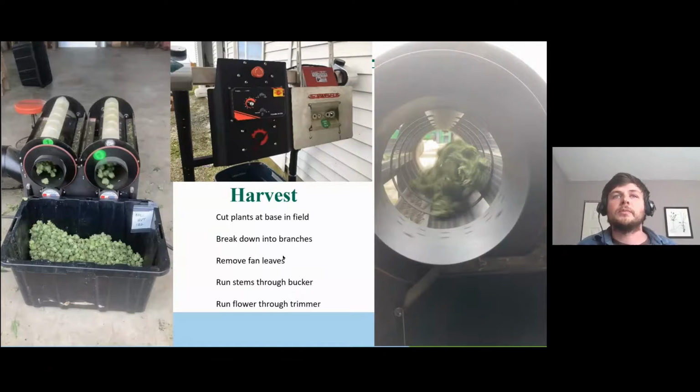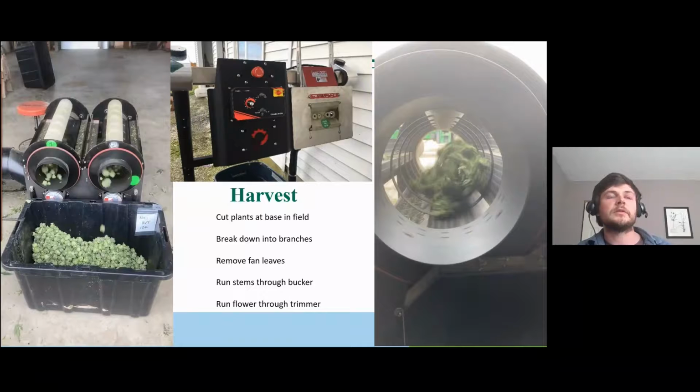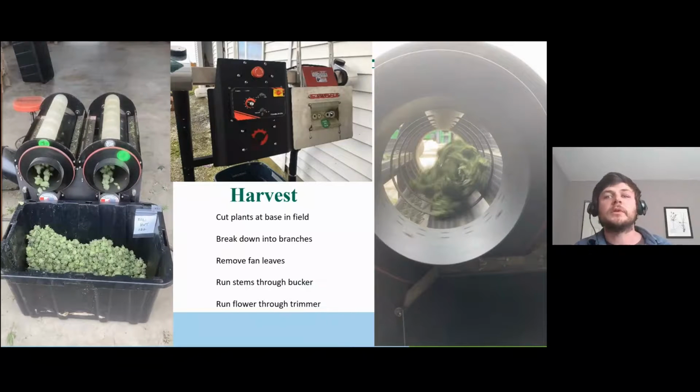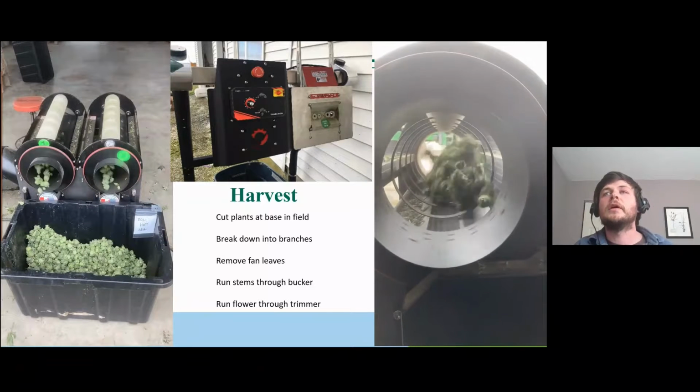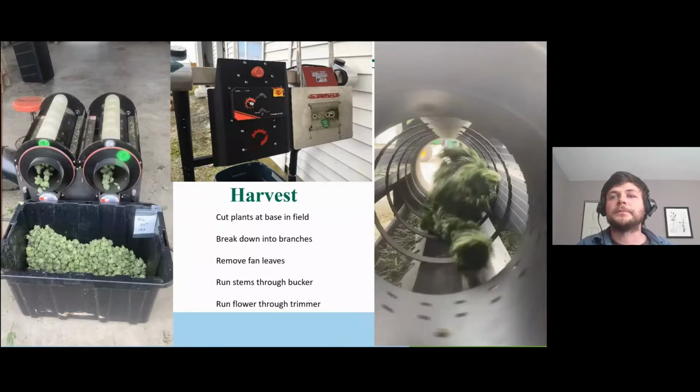And so we're breaking them down into individual branches, removing fan leaves, running them through our bucker here, and then running those through our trimmer, which these are just some little quick videos, I don't know if they're going to play or not, but it's not super important. But yeah, so we're just running those plants or that flower material through our trimmers. And then all of that material gets weighed up afterwards.